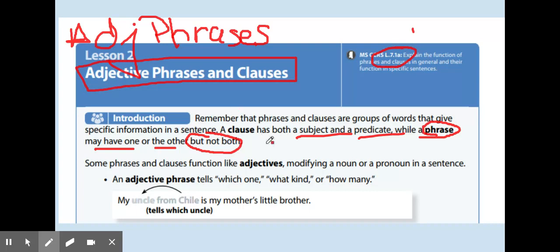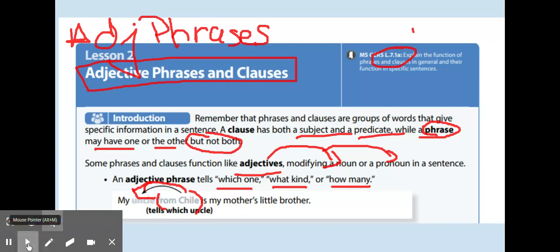So some phrases and clauses function like adjectives. They modify nouns or pronouns in a sentence. An adjective phrase tells which one, what kind, or how many. We already wrote that down in our sourcebook, and I just want to make sure we're reiterating that that's what it does. It tells me what kind, which one, or how many. So here's our example sentence again: my uncle from Chile is my mother's little brother. Well, from Chile tells me which uncle. All right, so we're going to do some practice real quick.